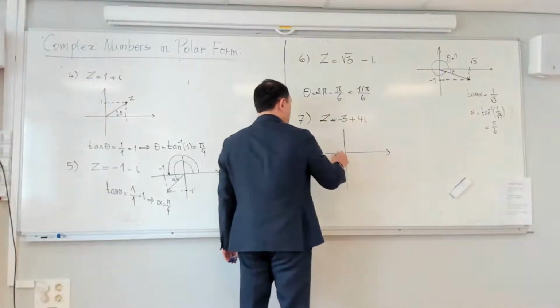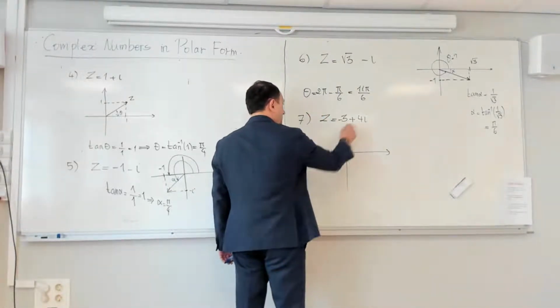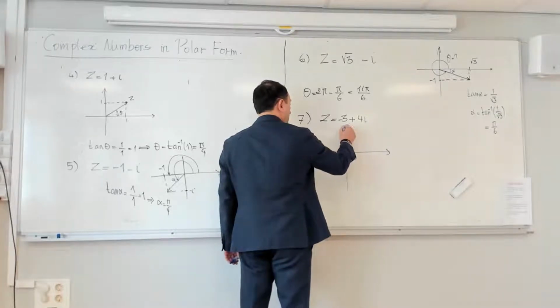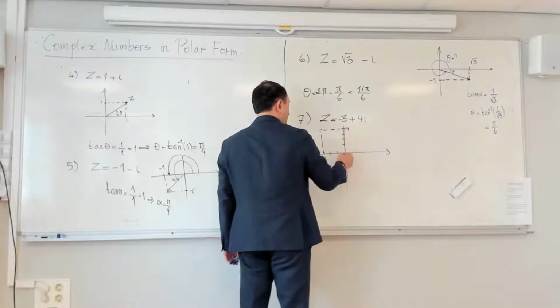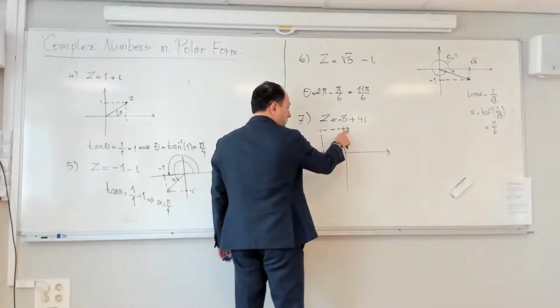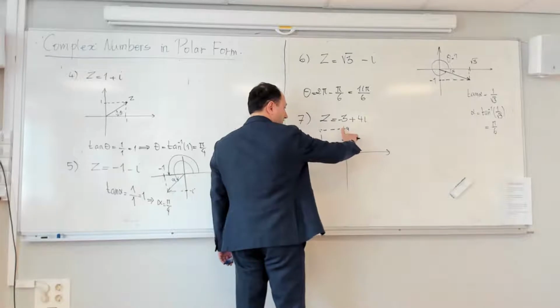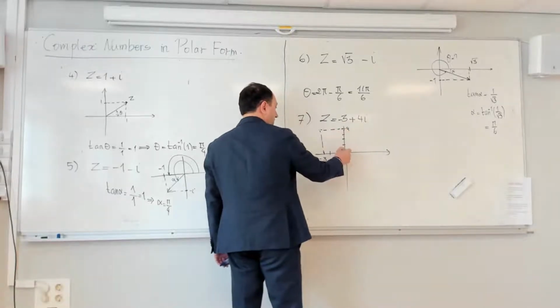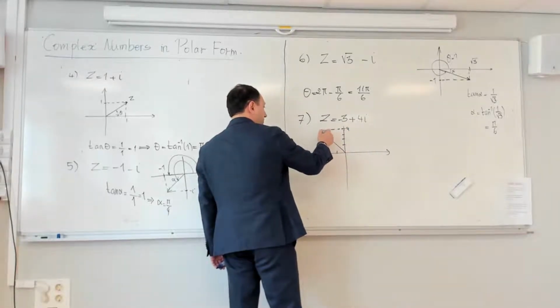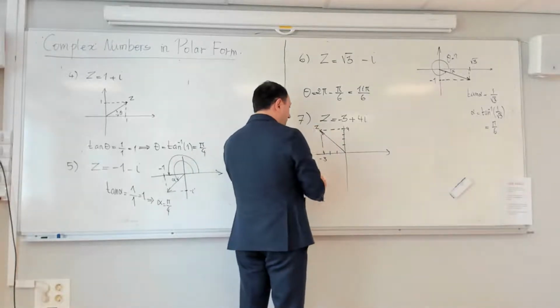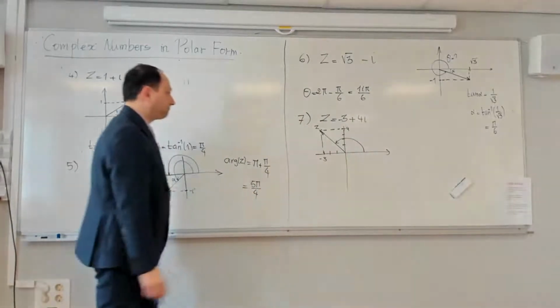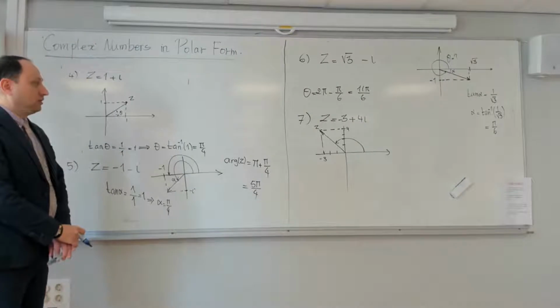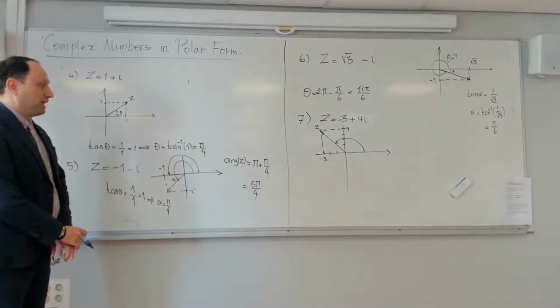So minus 3 is minus 1, minus 2, minus 3 is here, plus 4, 1, 2, 3, and 4. So this would be minus 3, and this would be 4. Of course, I am telling you, writing 4 is wrong. I have to write 4i, but from the length point of view, that's 4. And this would be my vector z. So which angle am I interested in? Always, based on the definition, I will have to start from the positive part of the real axis.